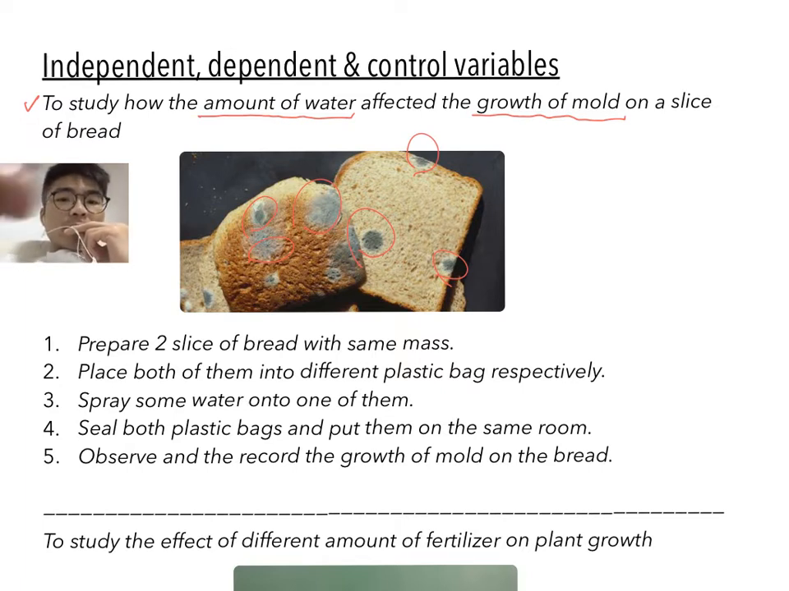Here is the procedure. First, we prepare two slices of bread with the same mass, and we place each of them into a different plastic bag. We spray some water onto one of them, only one of them, and we seal both plastic bags and put them in the same room. Observe and record the growth of the mold on the bread.